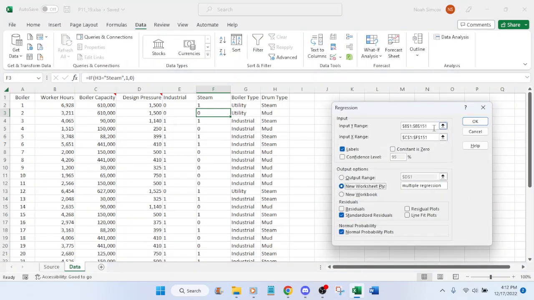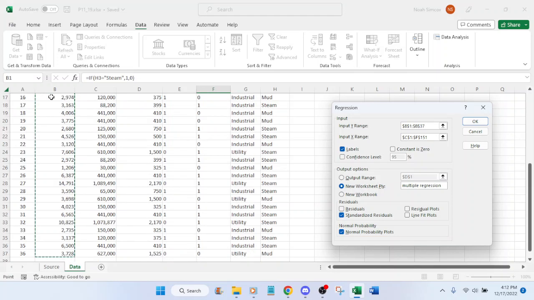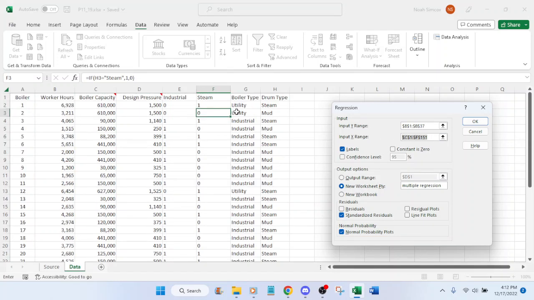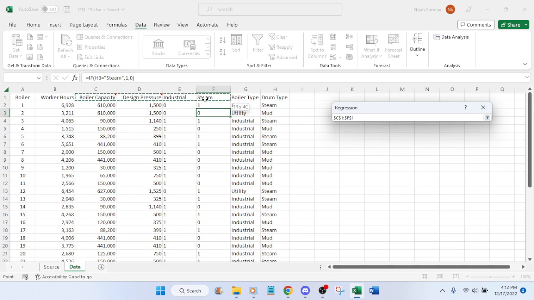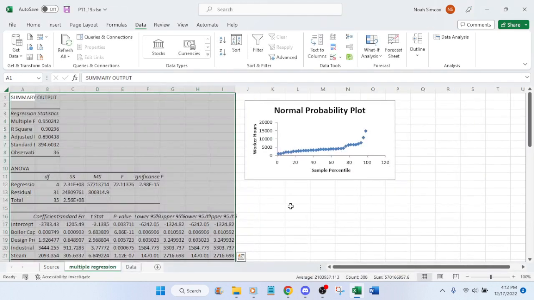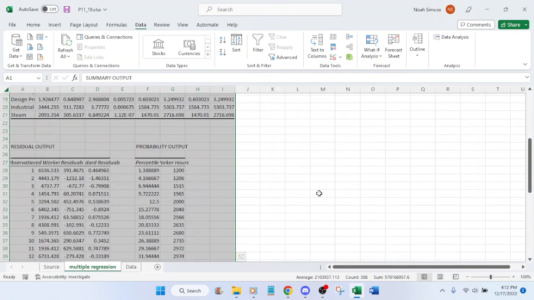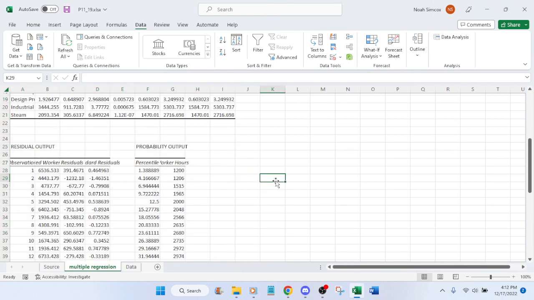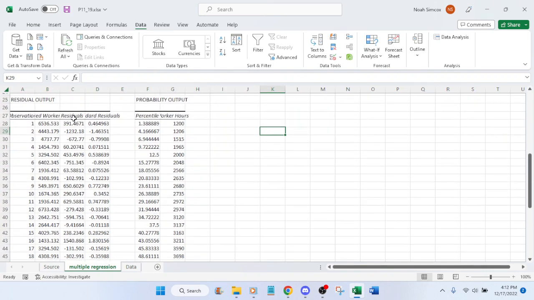analysis. Compare the worker hours. do all of these. Do, do, do, do, do, do, do, do, do, do, do, do, do, do, do.